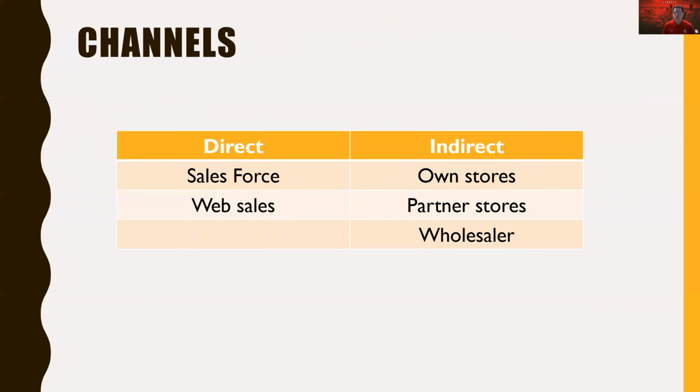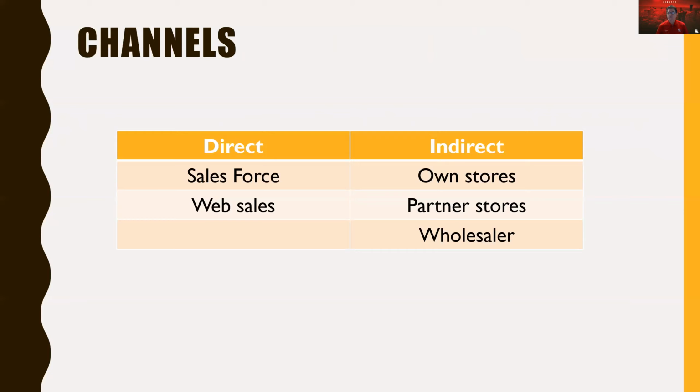So here's a really simple way to look at channels. There's direct channels and there's indirect channels. Direct channels: a sales force, somebody knocking on the door saying, hey, do you want to buy? Somebody calling you on the phone. Hi, we have this for sale. What problem do you have? We have something that will help solve your problem. That is a very direct channel because a sales force is out trying to create sales.